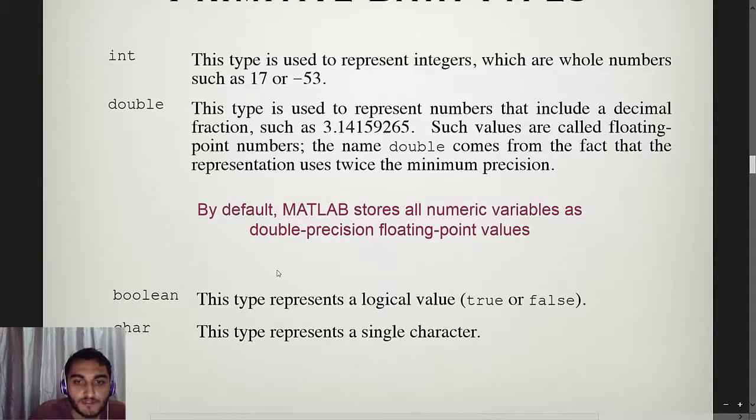Boolean, this type represents a logical value, true or false. Char, this type represents a single character.